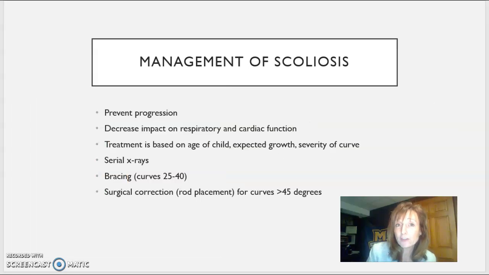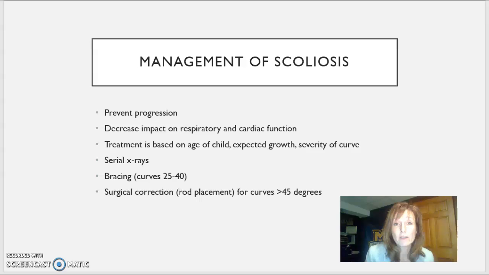So how are we going to manage this child's scoliosis? Well, number one, we need to prevent the progression. This child is 12, so she may have more linear growth in store for her. So we need to prevent the progression because as the child grows, the curve could get worse. If the child is at the top of where they're going to reach their adult height, then there's less concern that the scoliosis is going to get worse because there's less chance of growth.